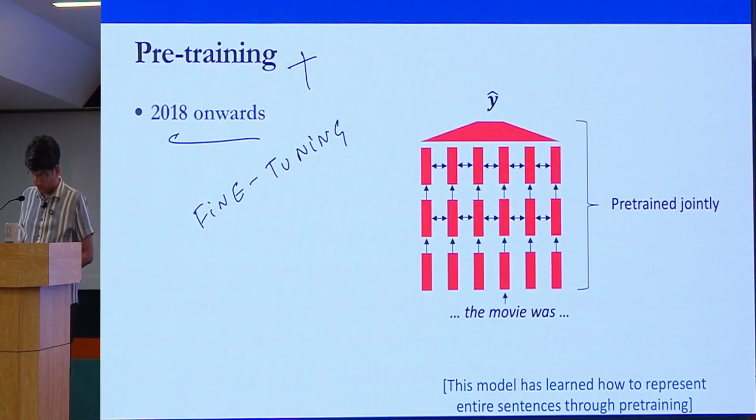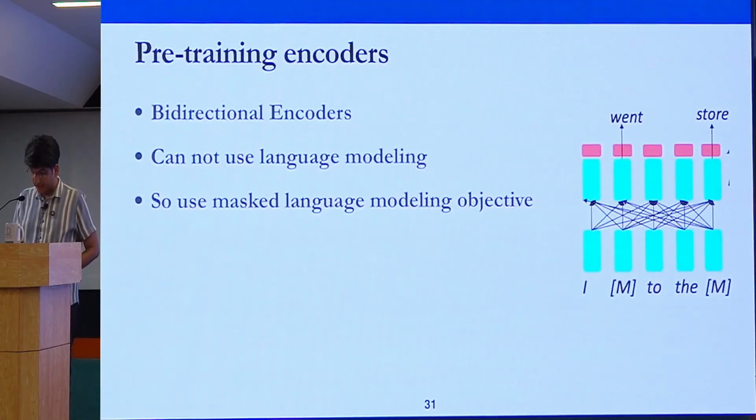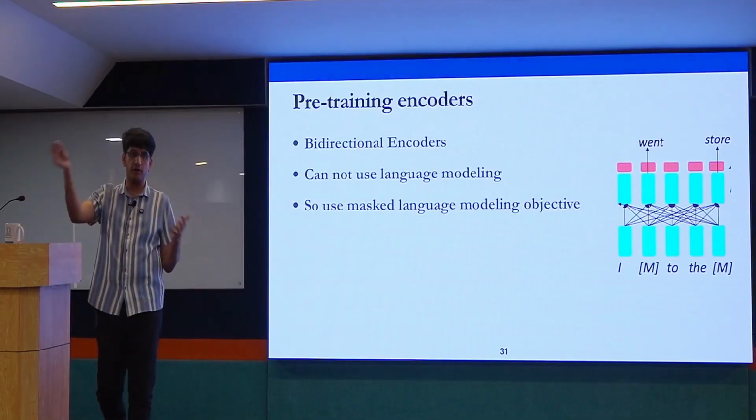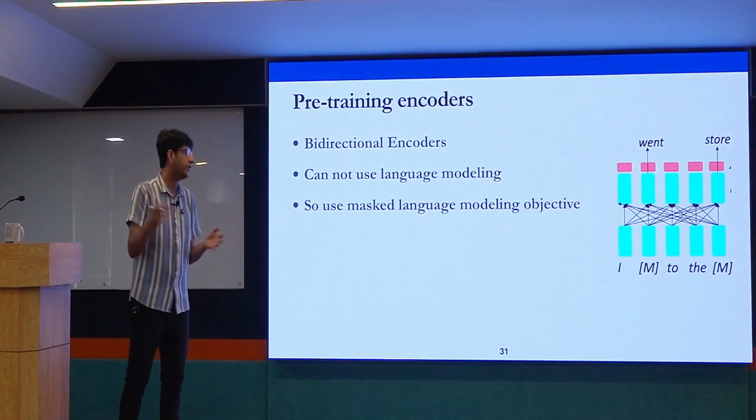So to give you an example of how BERT was trained, right? So BERT is just a bidirectional encoder, right? So why bidirectional? Because every word can attend to every other word. It can attend to even future words. It can attend to even words on the right.